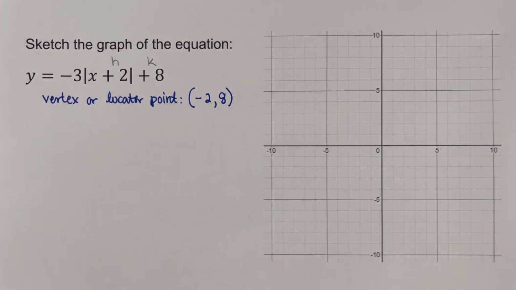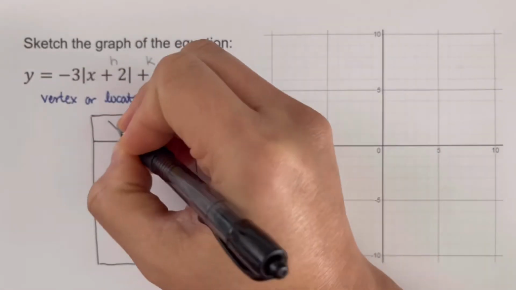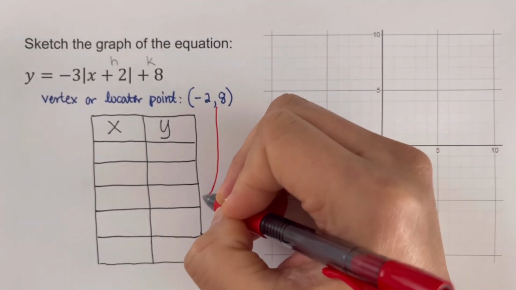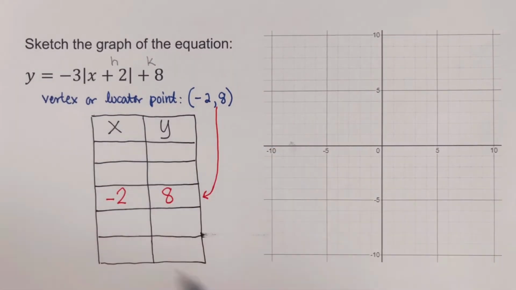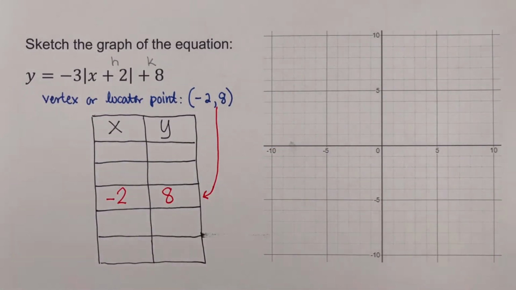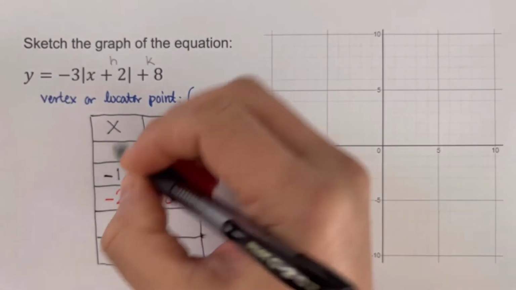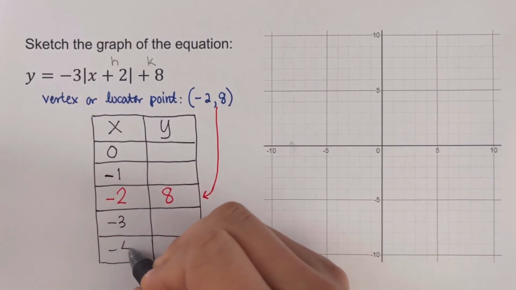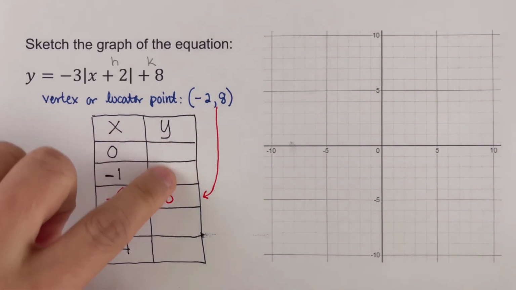The second step is to create and complete the table of values. I'm going to go ahead and draw that table of values down here. We are going to place this locator point or vertex in the middle down here. So this would be negative 2 and 8. So we can go ahead and complete the x values. We can go up to negative 1 and then 0, and then go down to negative 3, negative 4. So we go ahead and determine the values of y for these 4 blanks here.